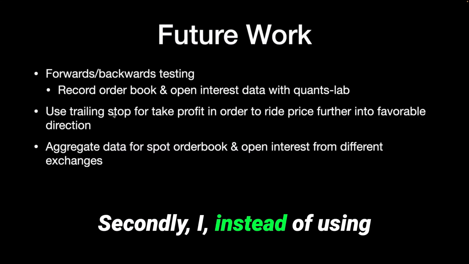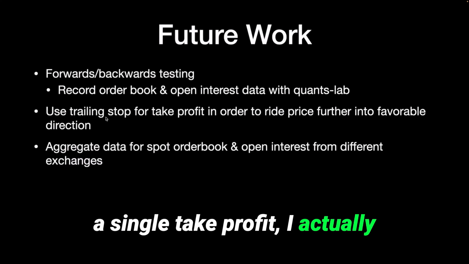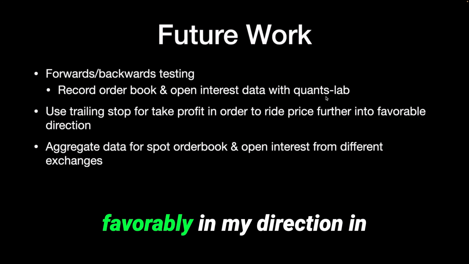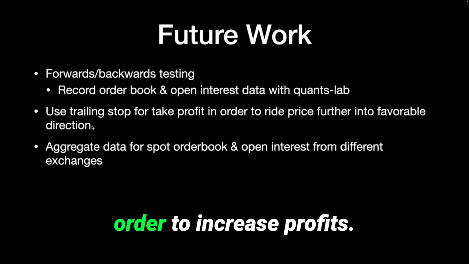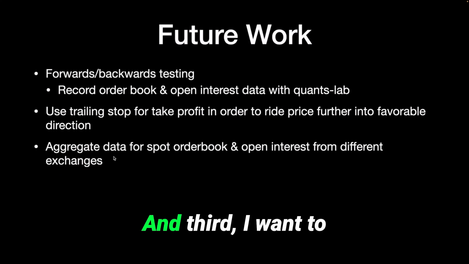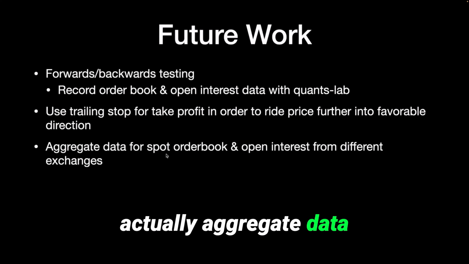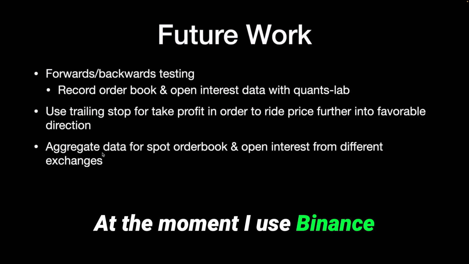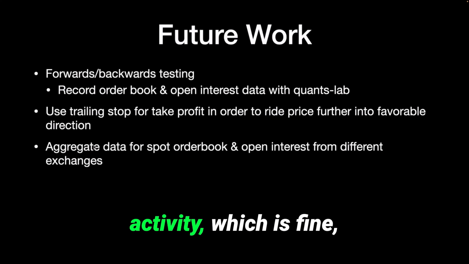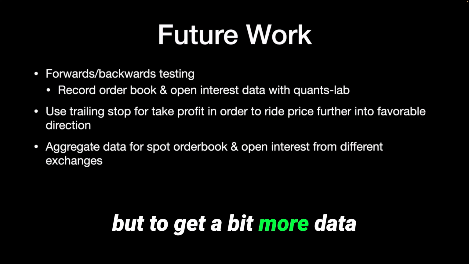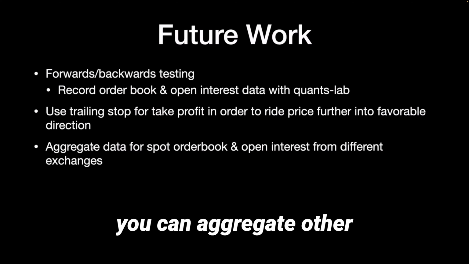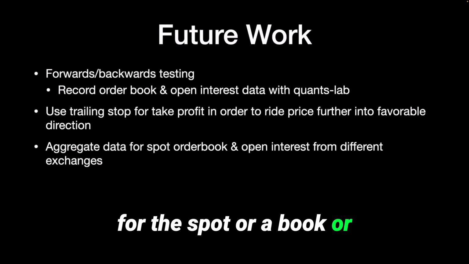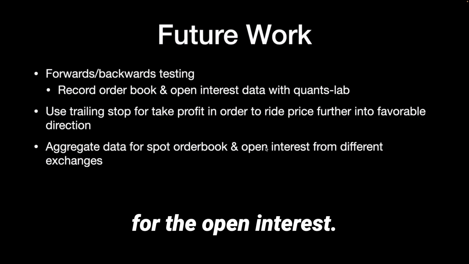Secondly, instead of using a single take profit, I want to use a trailing stop in order to ride the price further if it's moving favorably in my direction, in order to increase profits. And third, I want to aggregate data for the spot order book and the open interest from different exchanges. At the moment, I use Binance with a majority of the trading activity, which is fine. But to get a bit more data, you can aggregate other exchanges like Coinbase for the spot order book, or other exchanges like Bybit for the open interest.